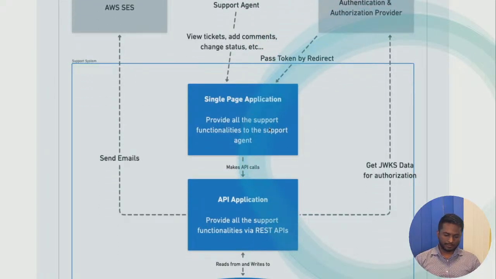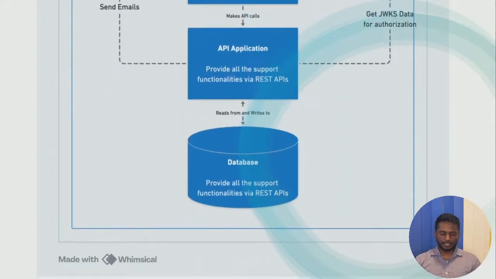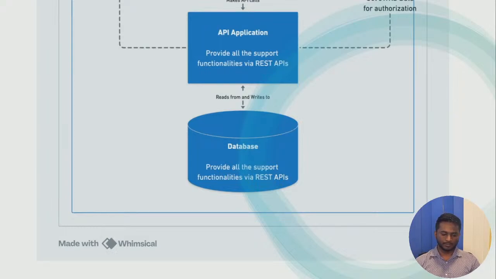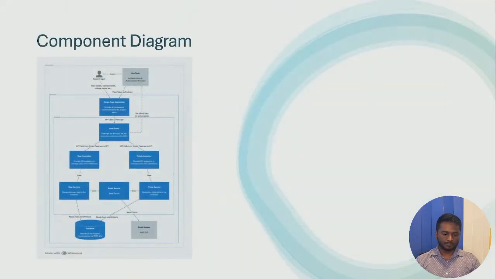Here we are mentioning what the components inside the support system are that we are going to develop. For example, a single page application is going to be there to provide the UI for the support agent to interact with the system. And there's going to be an API which will be handling all the data that's coming from the single page application, from the front end. And then there will be a database that will be used to store the data. After that, we are going to further zoom into the component diagram.